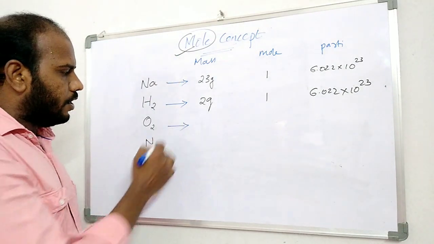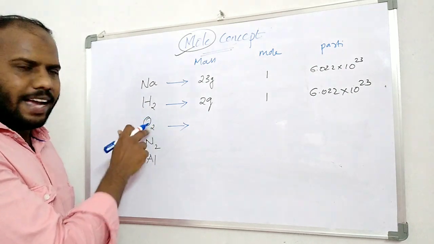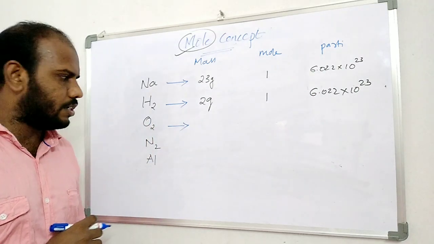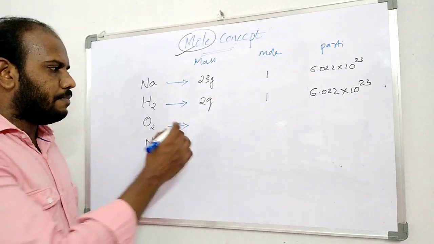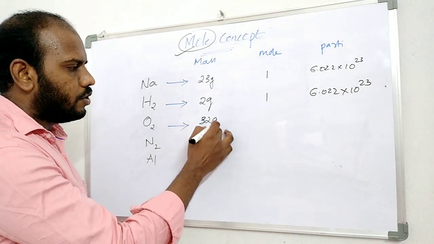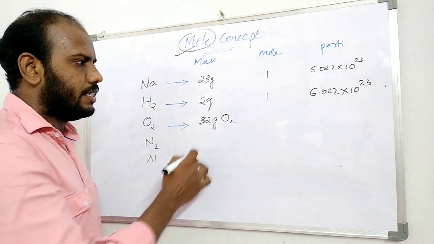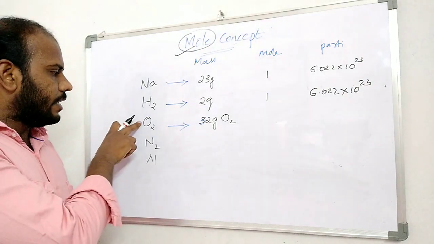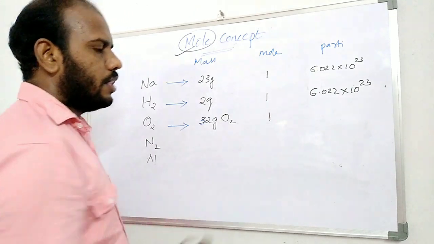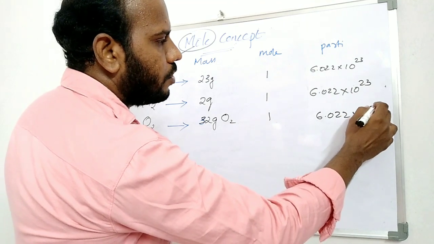Now oxygen. We know how many oxygens are present here. Here also, for mole we look at the number of atoms. This 2 is the number of atoms. How many atoms of oxygen are present? 2 atoms. So that means we know 32 gram. Yes, children? 32 gram of oxygen gas. This is oxygen gas. And how many moles are present? Only 1. So the mole is only 1. So what we have written is 6.022 into 10 to the power of 23.